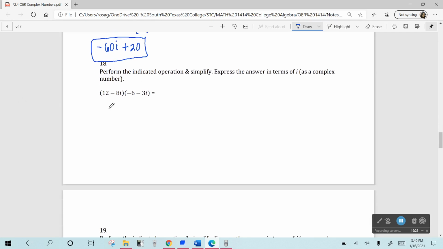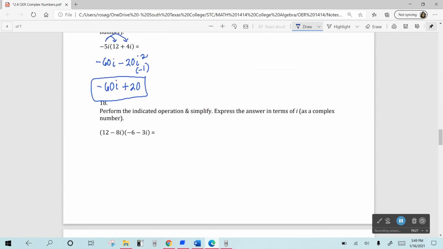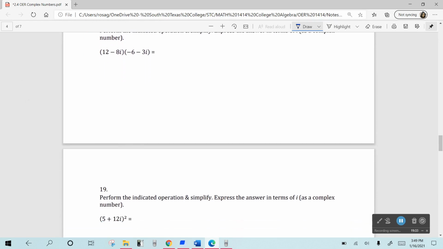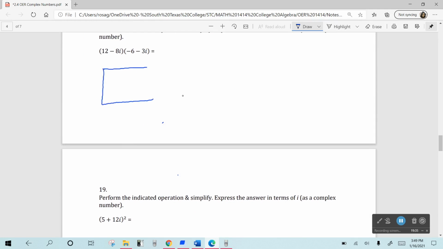And now this one is another one with a box. So again, this is another good spot to pause the video and work on it, and then we can compare answers. I'm going to create my box. Then I'm going to multiply. 12 times 6, 60, 12, 72. 48i. 36i negative. And then this is going to be 24i squared.